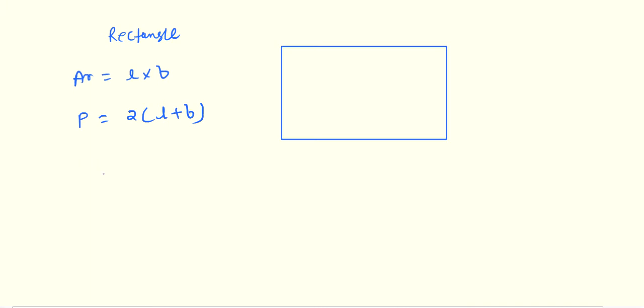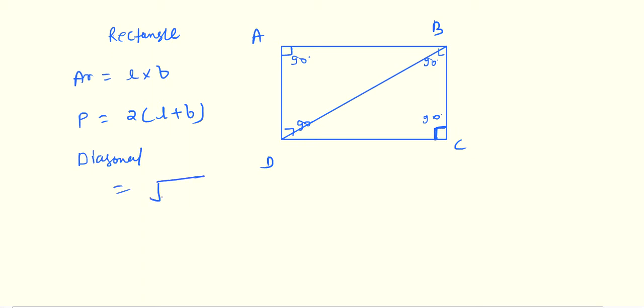Then what about diagonal? Since each angle of rectangle is 90 degree, clear? So for the diagonal, let's suppose this is the diagonal. Okay, A, B, C, D. So now in this triangle BCD is a right angle triangle, so you can apply Pythagoras over there. So the formula for the diagonal of rectangle is under root length square plus breadth square.